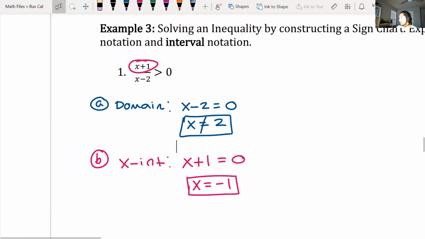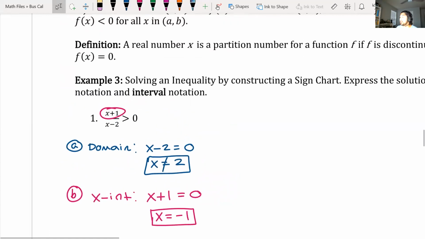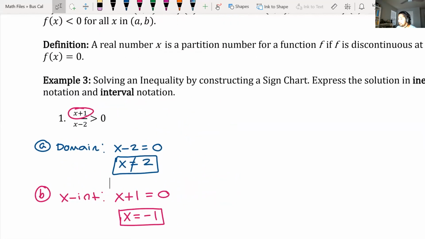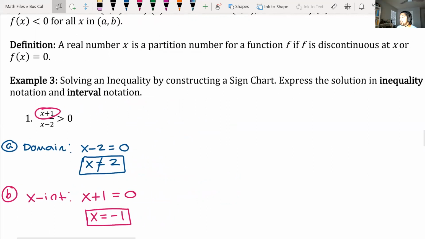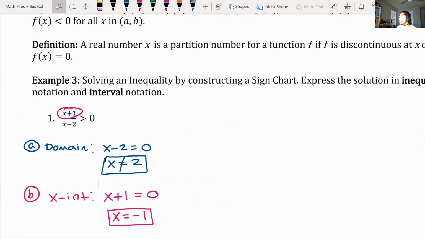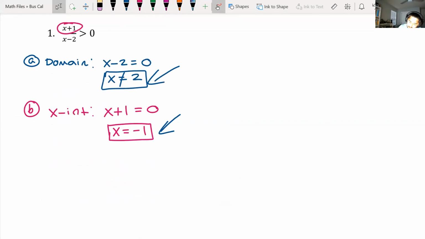And this now makes sense for being partition numbers, because if you read the definition of a partition number, it's only considered a partition number if the function is discontinuous at that number, which means our function is discontinuous at 2, or if your function equals 0 at that number. Well, if I plug in -1, the whole function is going to become 0. So these fit the criteria for my partition numbers. Okay. Just wanted to show that.